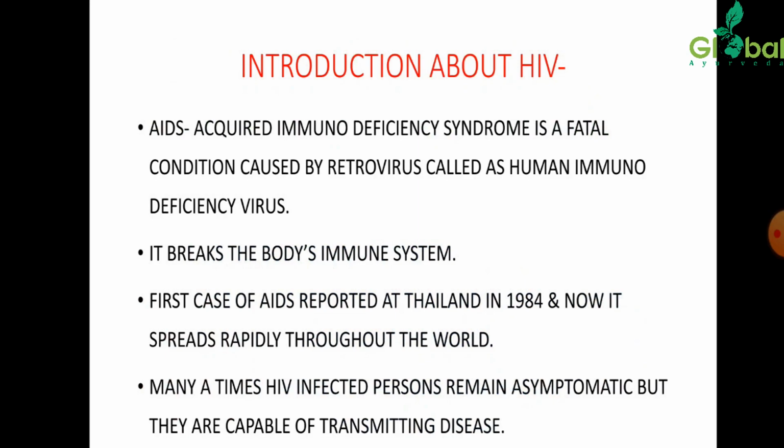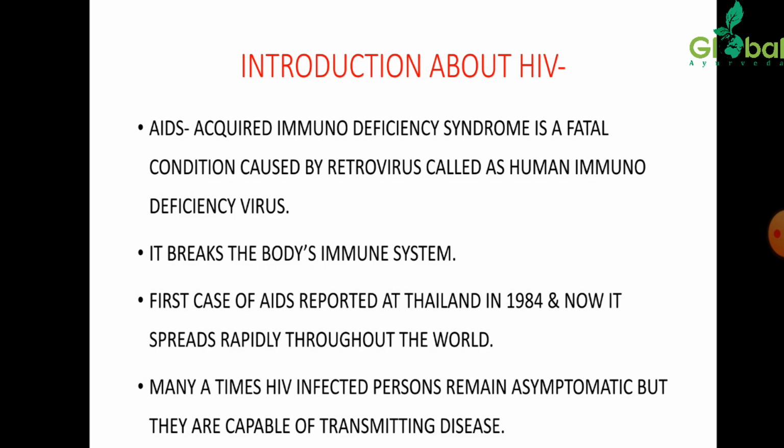AIDS, acquired immunodeficiency syndrome, is a fatal condition caused by a retrovirus called human immunodeficiency virus. It breaks the body's immune system. The first case of AIDS was reported in Thailand in 1984 and now it has spread rapidly throughout the world. Many times HIV infected persons remain asymptomatic but they are capable of transmitting disease. Incubation period is 5 to 7 years.